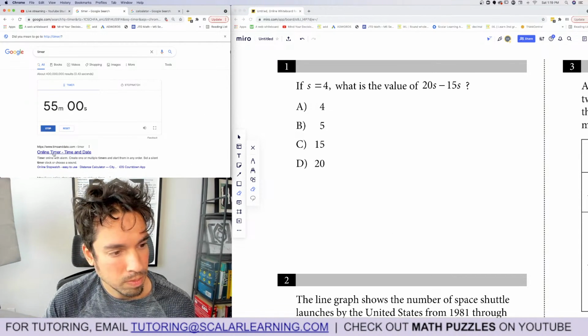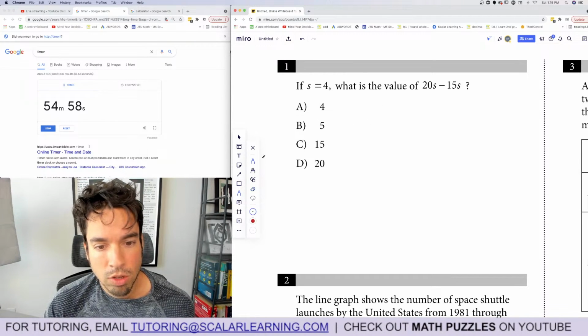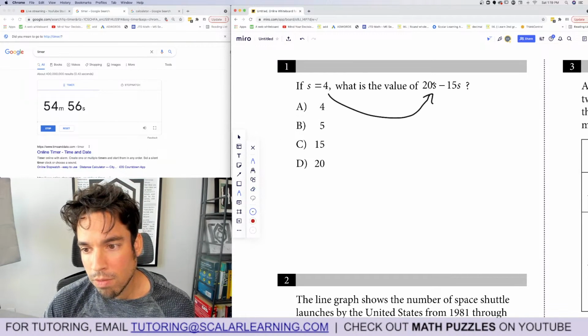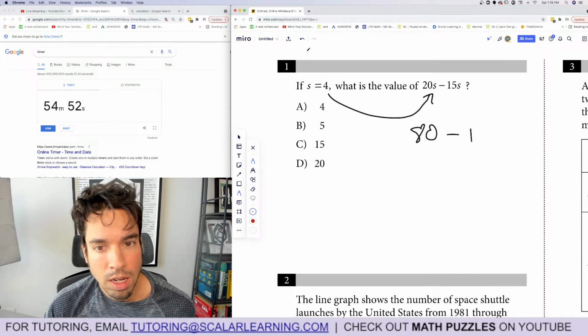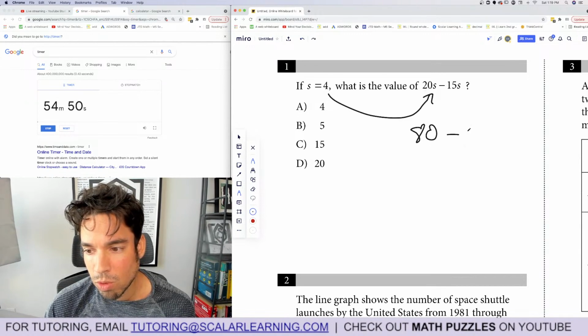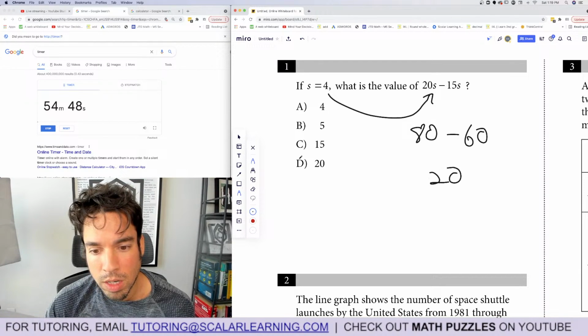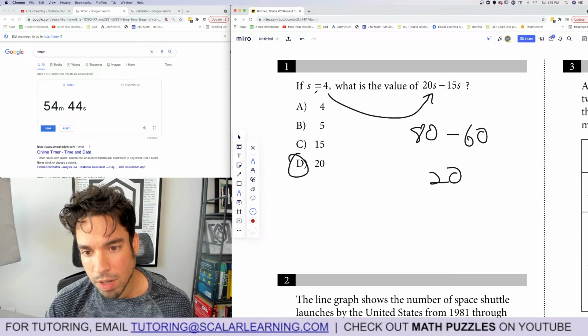Let's do it. S equals 4. What's the value? Plug and chug. Boom. 4 times 20 is 80 minus 15 times, oh, I could have simplified, but that's all right. 15 times 4 is 60. 80 minus 60 is 20. Boom, done. You could have also been like 20s minus 15s is 5s. 5 times 4 is 20.